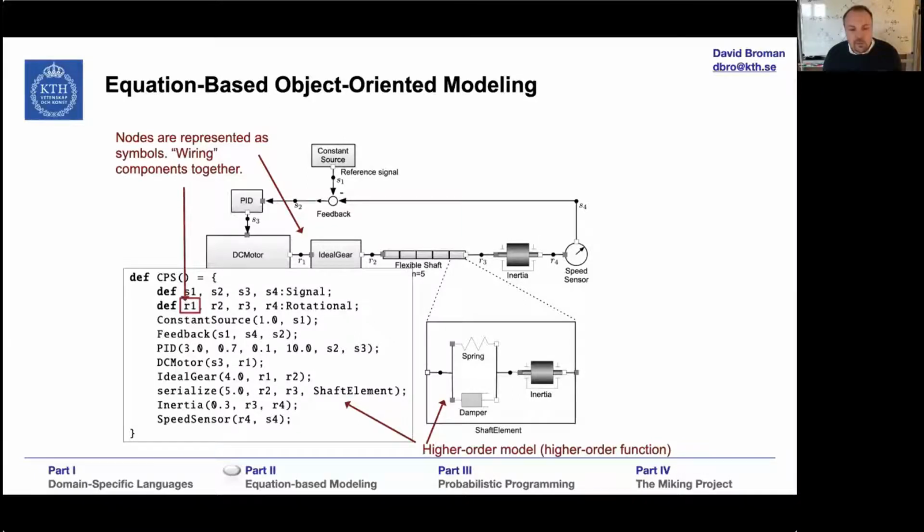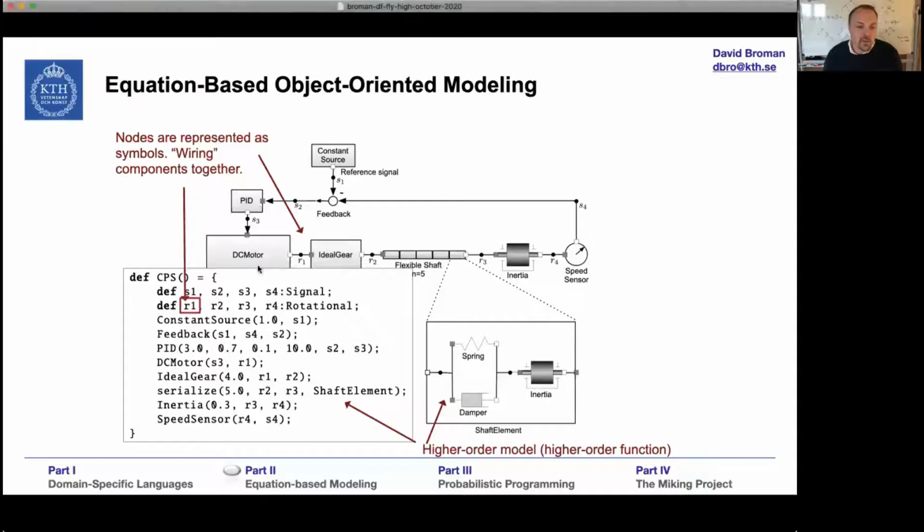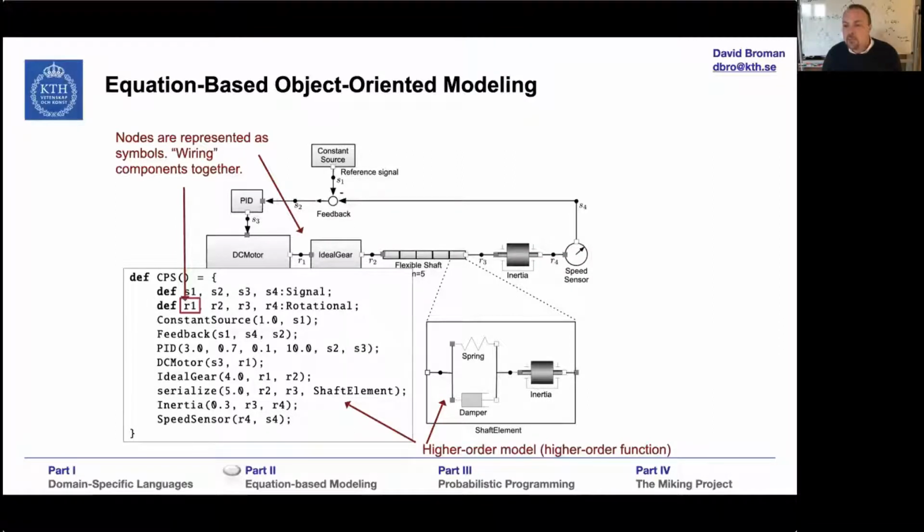Here's an example also of a higher order model. So you see here that this shaft component is sent in as an argument to this serialized function. So the serialized function is just taking this component and then putting five of them in series. So you don't have to model this explicitly, but you can use a more programmatic way. So those of you who are used to functional programming, this is more like a functional approach where you can pass models as arguments as first class citizens.